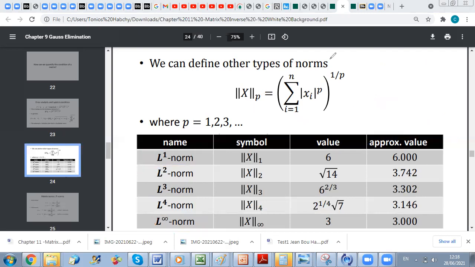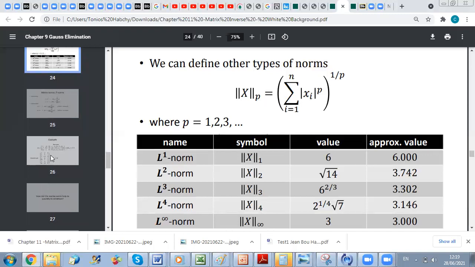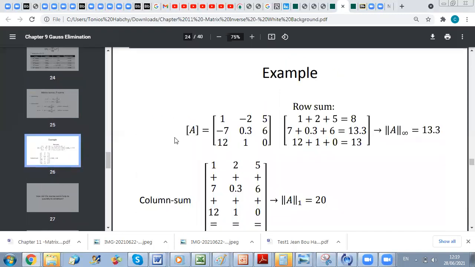Yes, thank you, doctor. Okay. So now we define the two types of norms that you will use for matrices. And if we take an application, if we consider the following matrix A, then if I tell you what is the norm of A based on the row summation, you just take the summation of absolute values of these elements. So it's 1 plus 2 plus 5 for the first row. You get 8. For the second row, 7 plus 0, 3 plus 6 is 13.3. And for the third row, 12 plus 1 plus 0 is 13. Then once you are done with this, you take the highest element between them.